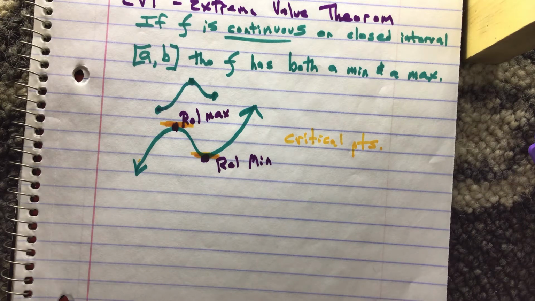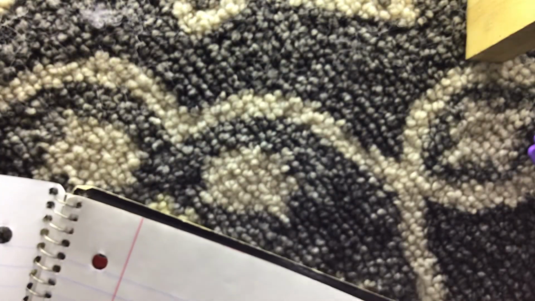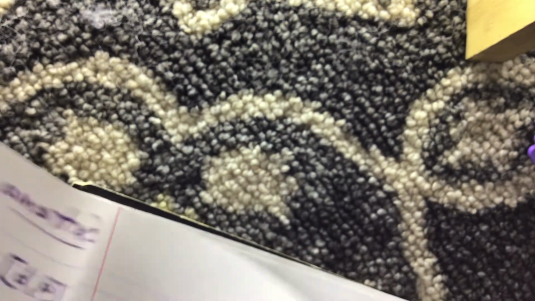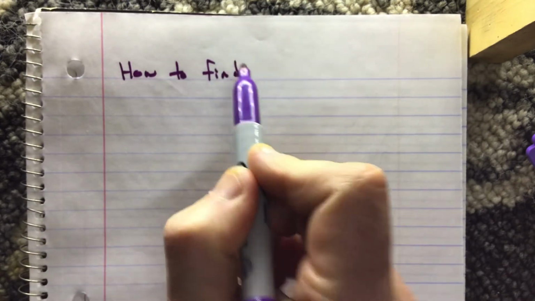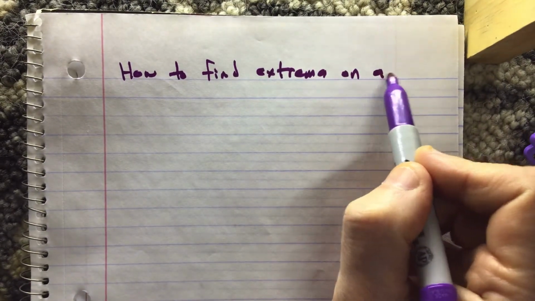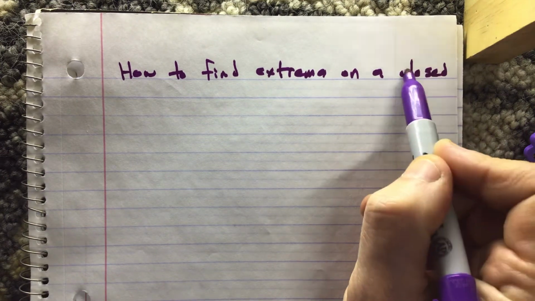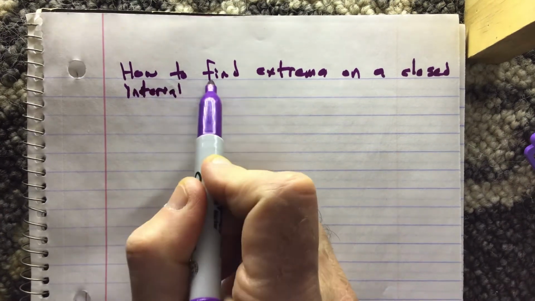Okay, so the only thing left to talk about here is to show you an example of finding the minimum and the maximum on a closed interval. So I'm just going to write out the steps real quick so you can see it. How to find extrema on a closed interval like AB.